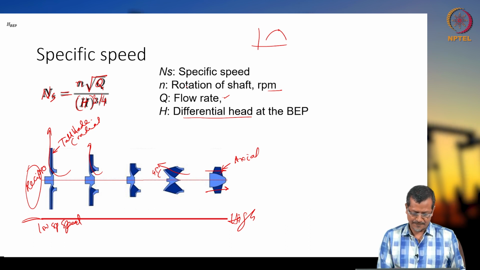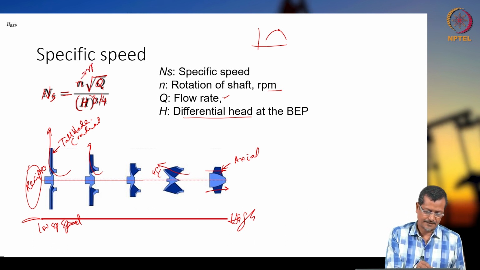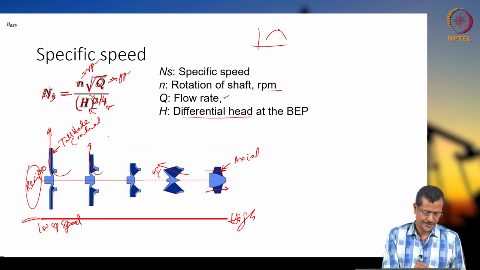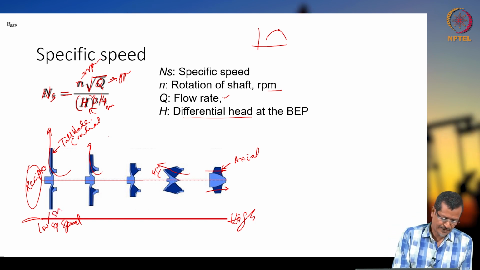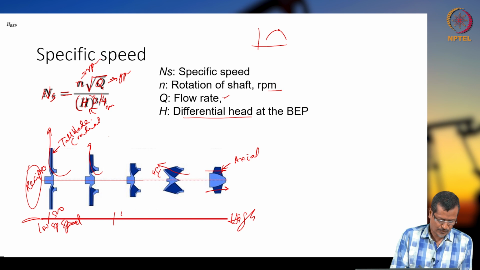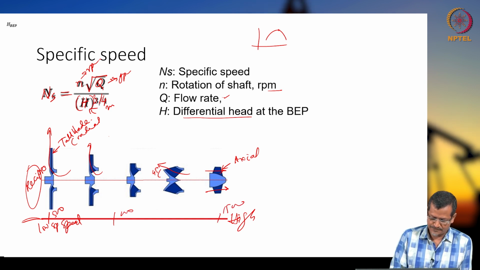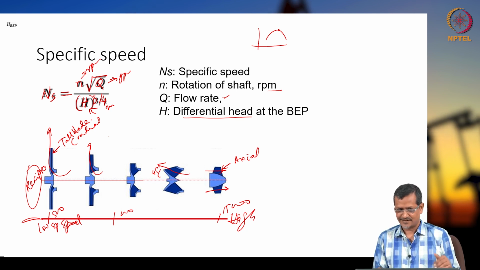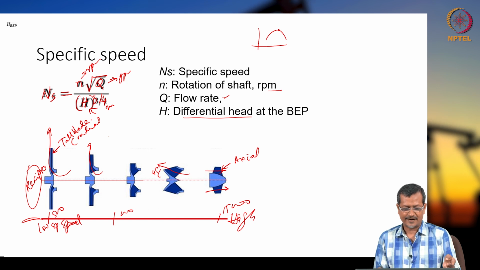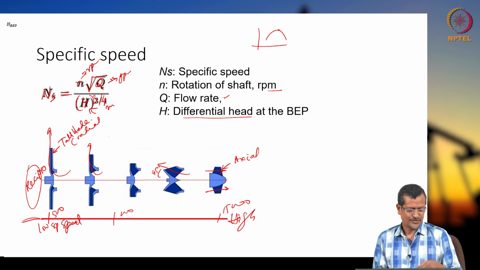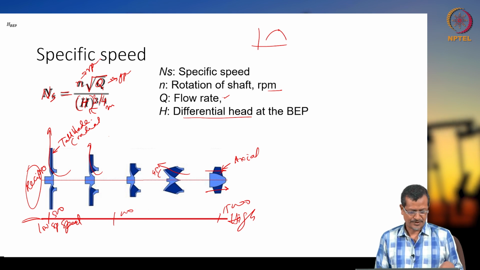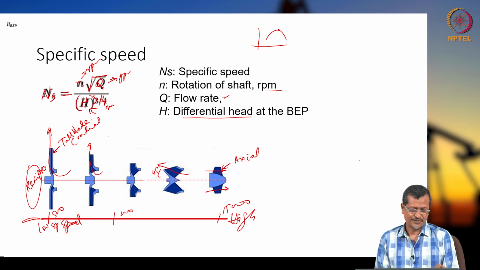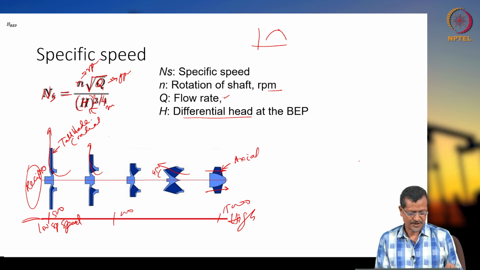If you are using RPM, GPM, and meter, then this value will be about 500, this about 1000, and this 15,000. So this is unit dependent and not universal. If I give values in, let's say, barrel and meter, these values will change. So you should not remember the exact values as universal, because they depend on units. Based on the units, you have to check the specific speed.